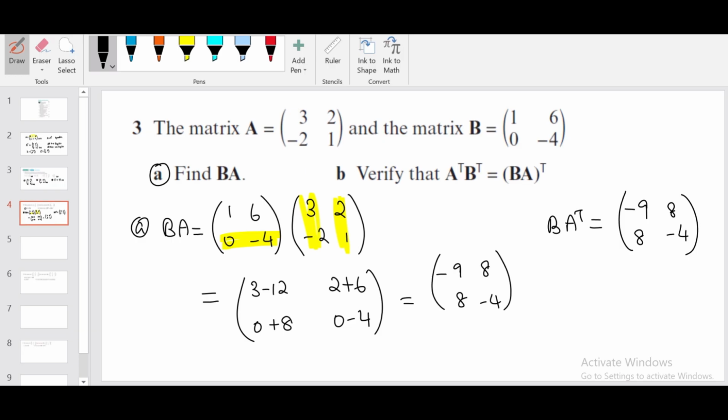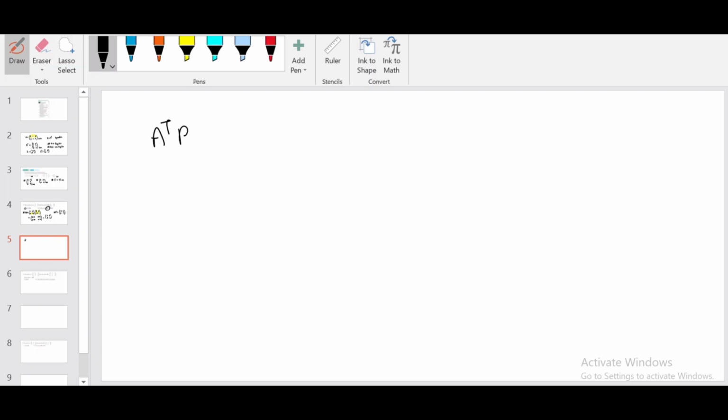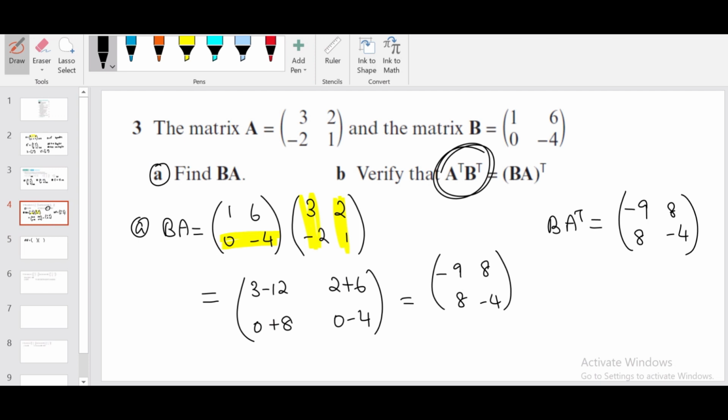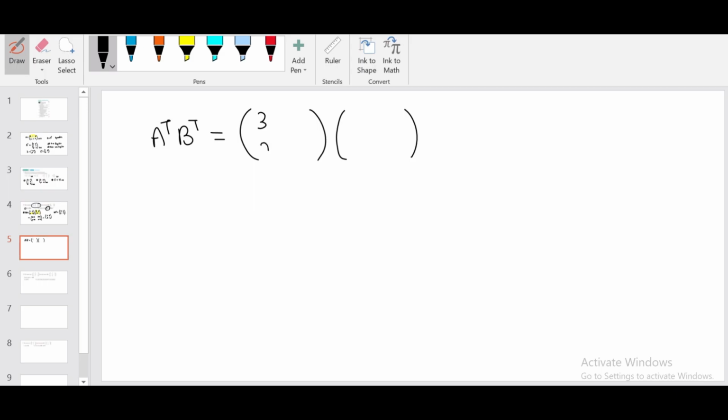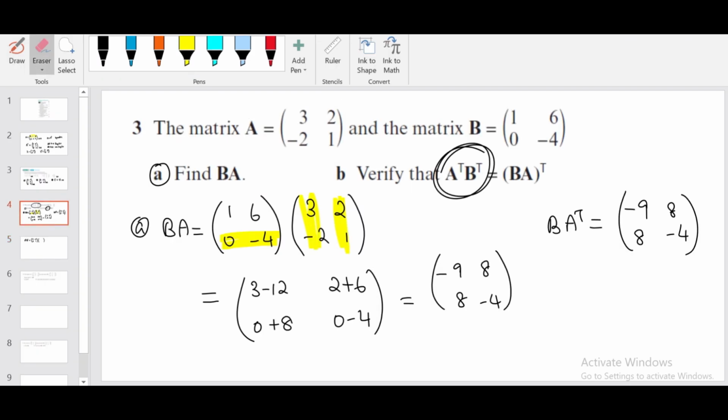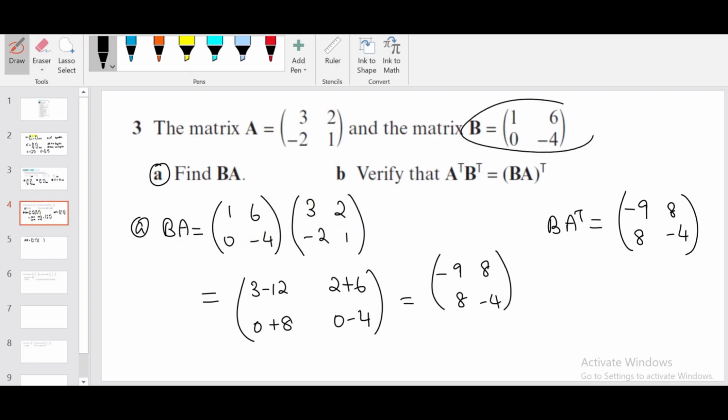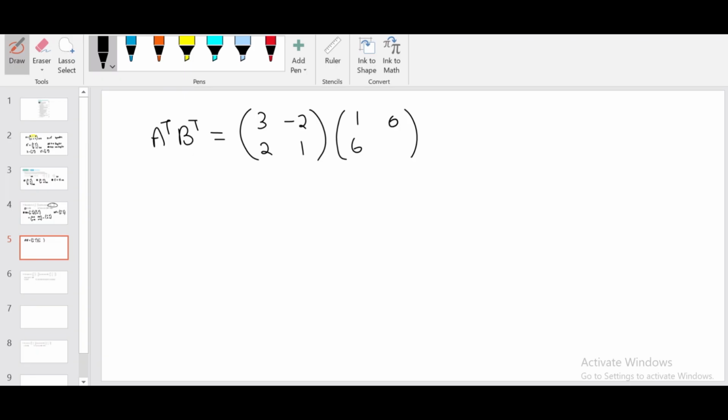Okay. Now we are going to find this actually. That means transpose of A times transpose of B. So transpose of A times transpose of B is equal to, you need to take the matrix A, find the transpose, write it here, and B and the transpose. So for A, the transpose is, put the first row as a first column, 3 2 is a first row as a first column, and then second row minus 2 1, and then take B now, first row 1 6, second row 0 minus 4, write them as columns, and then multiply them.